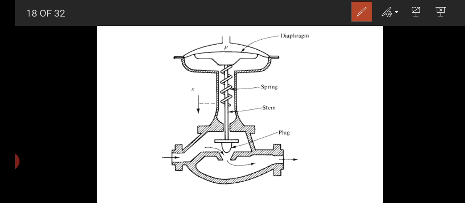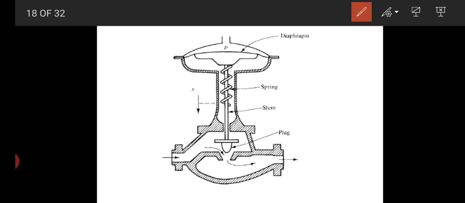In the control system, the damping coefficient is basically denoted by capital B, but here we are representing the frictional force coefficient as a capital C. So C is the frictional coefficient between the stem and the packing. Damping is nothing but basically the frictional force type.